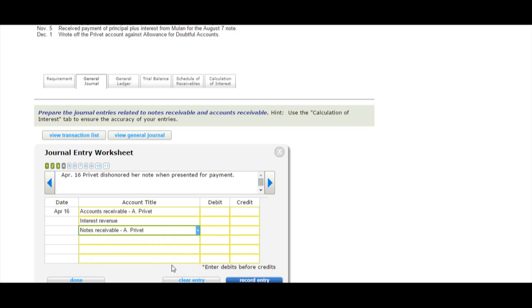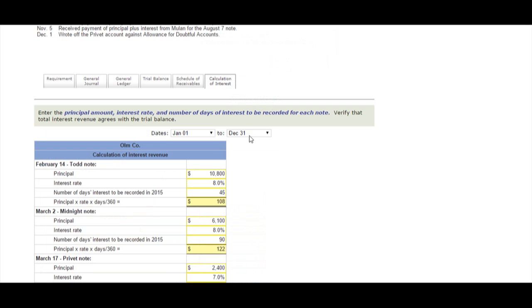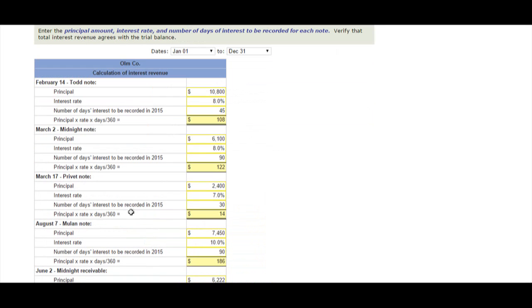Calculate the interest as you have done previously. Plug your numbers into the correct slots on the Calculation of Interest tab. Privet is here.